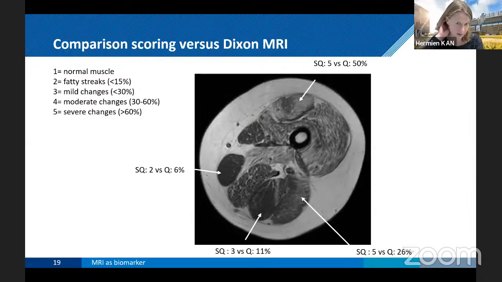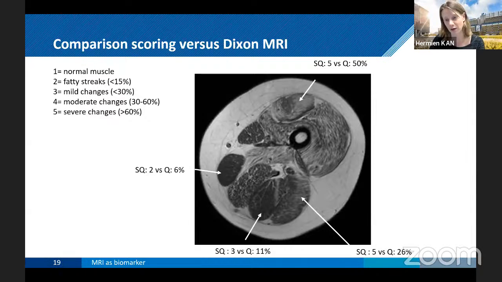One of the first things I did when I started working in Leiden, with my first PhD student, was to compare a qualitative scoring, as was conventional a long time ago but is still done a lot because it's much faster, where you score a muscle with a 1, which is a normal muscle, a 2, fatty streak, which is less than 15% fat, a 3, mild changes, less than 30% fat, a 4, moderate changes, between 30 and 60% fat, and a 5, severe changes.